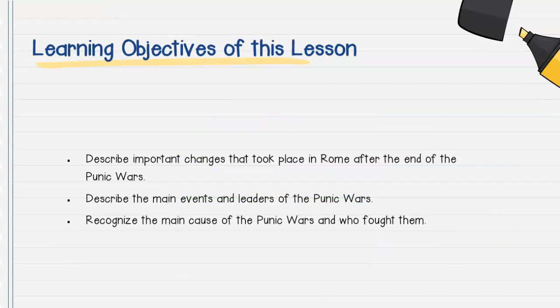Learning objectives of this lesson. Describe important changes that took place in Rome after the end of the Punic Wars. Describe the main events and leaders of the Punic Wars. And recognize the main cause of the Punic Wars and who fought them.